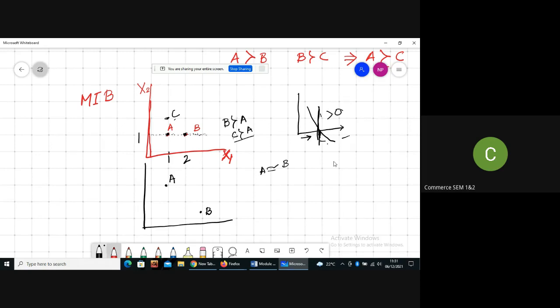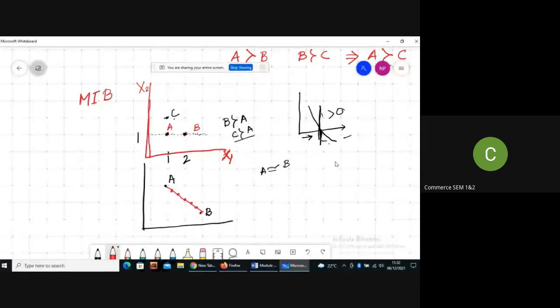Then if you join these two points by a straight line, any point inside or on the straight line, like these points, any of these points will be preferred to point A or point B.